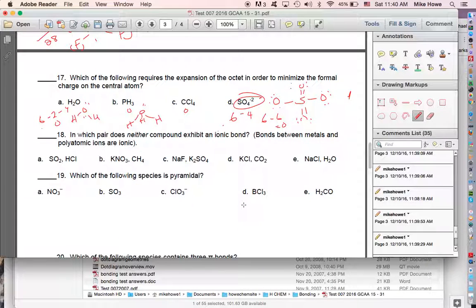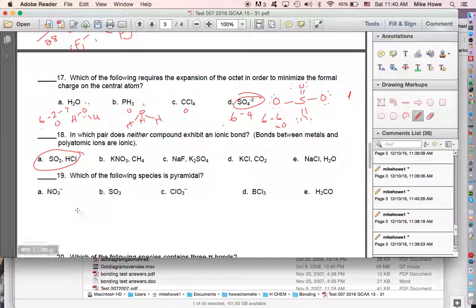All right, an ionic bond has to either be between a metal and a polyatomic ion, or between a metal and a nonmetal, as was in an earlier question. So the only one in which everything is covalent is that one. All right, and then number 19, which is pyramidal.